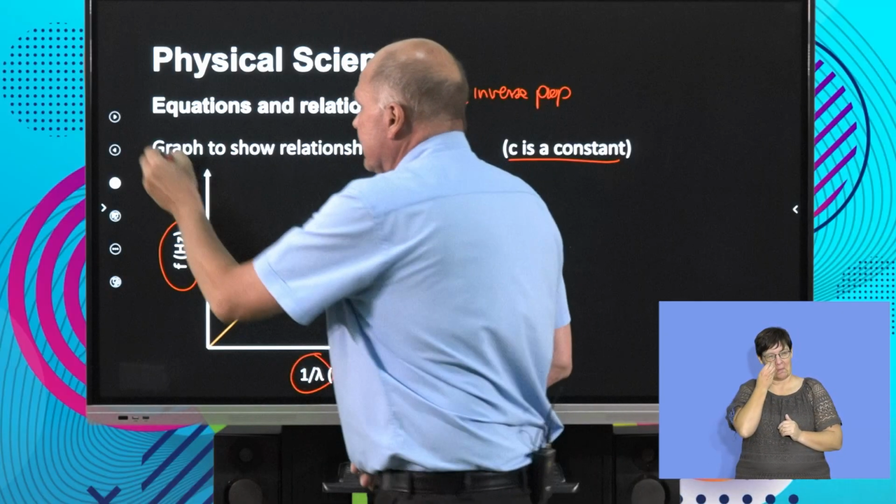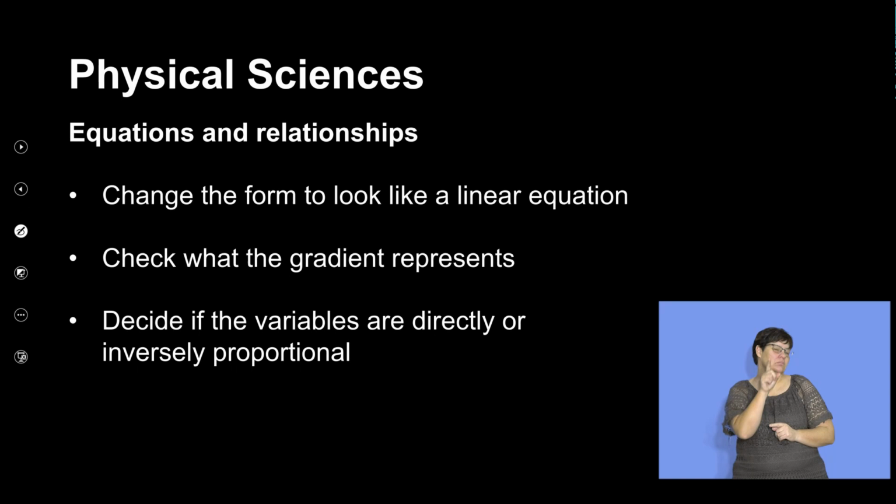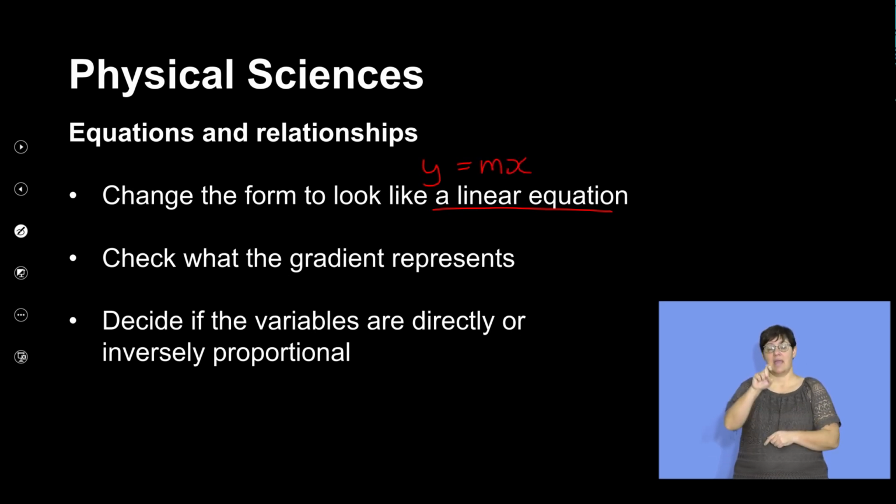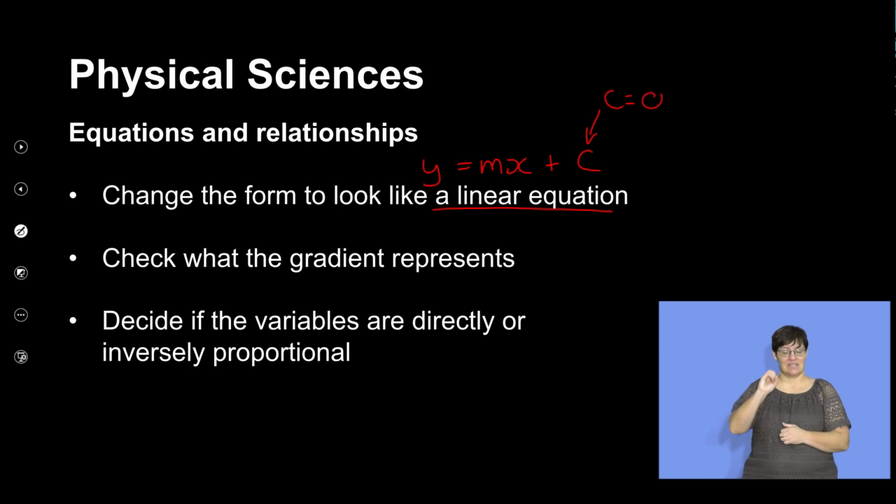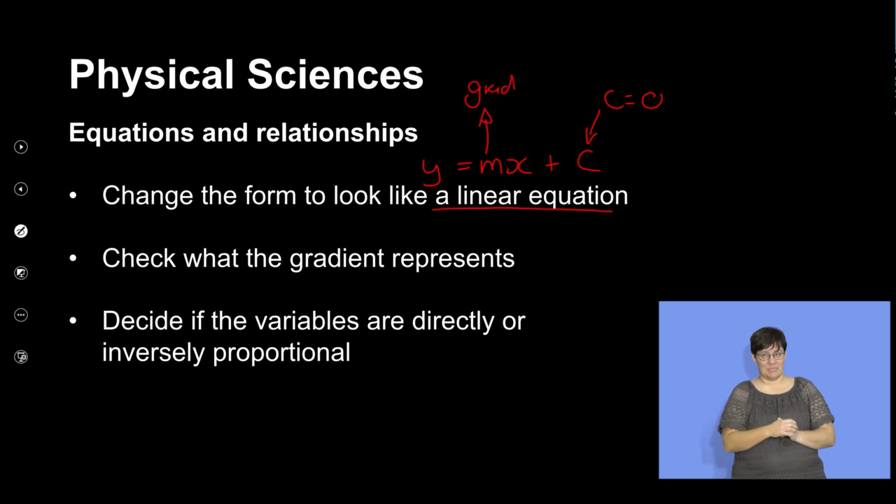Okay, let's have a look at things to check for. When you're doing these relationships, please check that you want to make sure that they look like a linear equation. You want to get them into the form of y equals mx plus c. And if possible, that c should equal 0. That c mustn't be confused with a constant. The constant is this bit. This is the gradient. And these are your two variables.